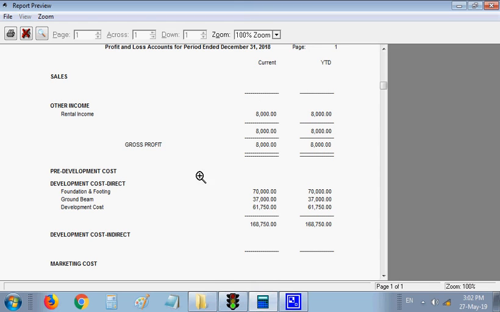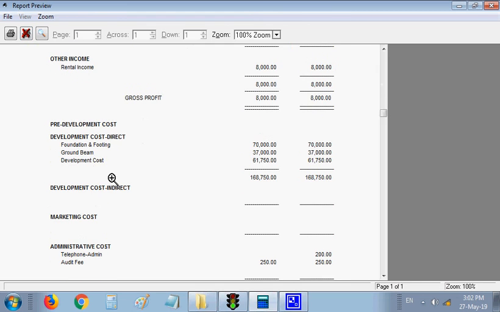So using method 2, you have the choice of showing your breakdown of your charge out, because some companies do not want to see just one single development cost account.